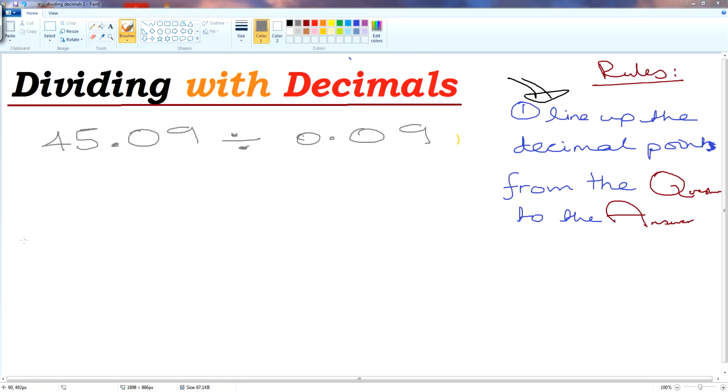Here's the second example. We've got 45.09 divided by 0.09. Okay, so what do we say here? We're going to put this into our bus stop.